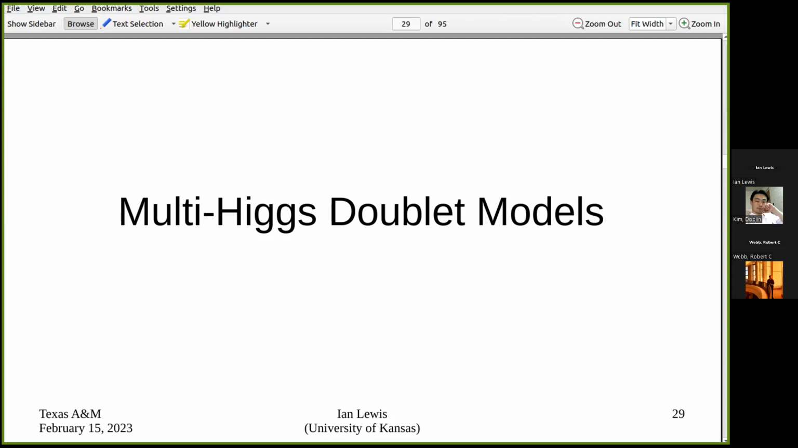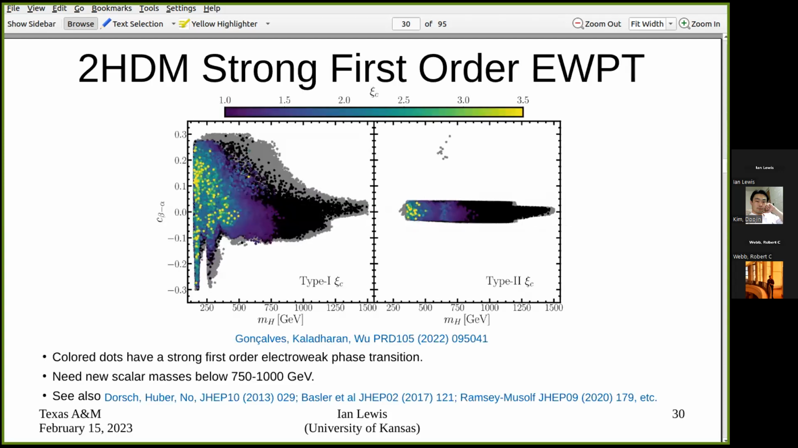But multi-Higgs doublets, so you can do this. This is some of the work. I'm going to go over this a little bit quickly. You can do two Higgs doublet models, the strong first order electroweak phase transition as well. And what's supposed to be here is the colored dots are the things that actually get the strong electroweak phase transition, and then type 1 or type 2 two Higgs doublet model, we won't get into too much.